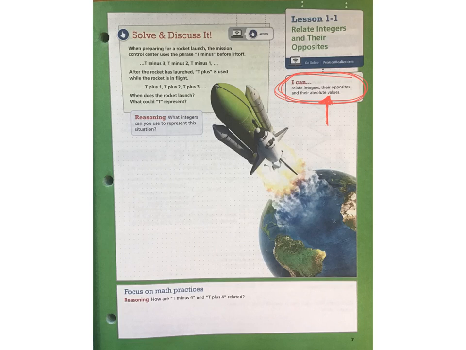Take a look first at the Solve and Discuss It question. When preparing for a rocket launch, the Mission Control Center uses the phrase T- before liftoff. T-3, T-2, T-1. After the rocket has launched, T+ is used while the rocket is in flight. T+1, T+2, T+3. When does the rocket launch? And what could T represent?